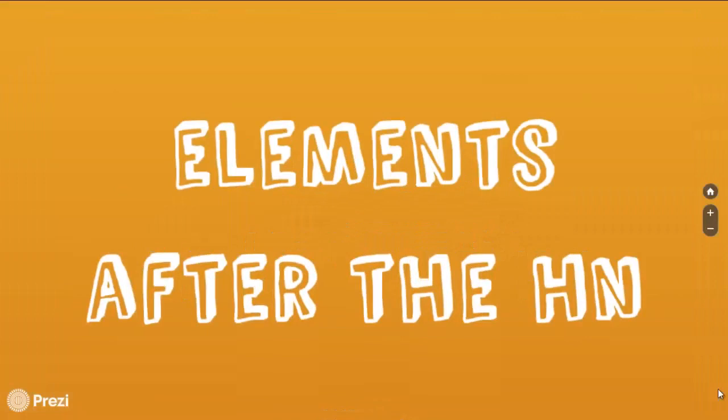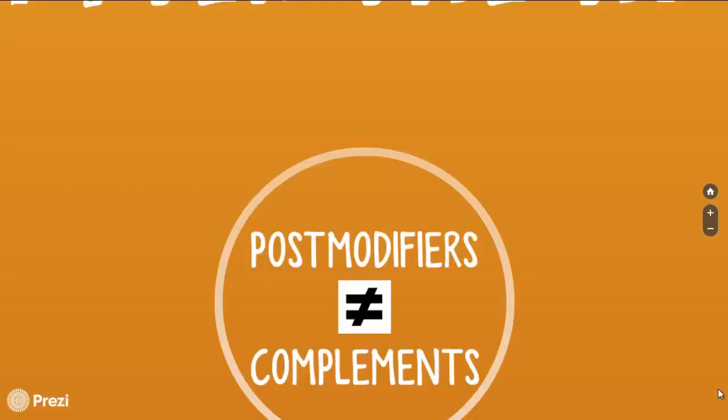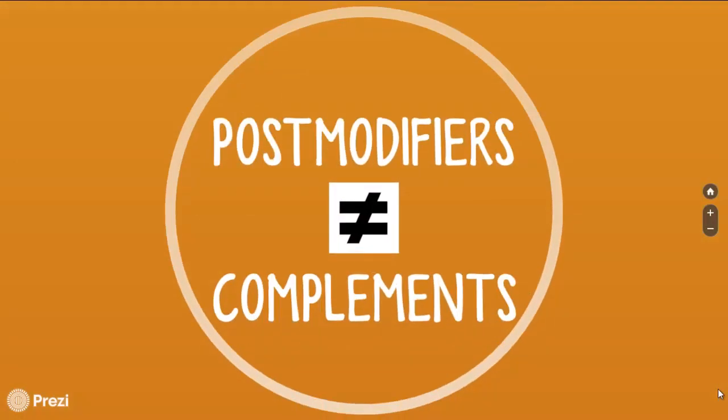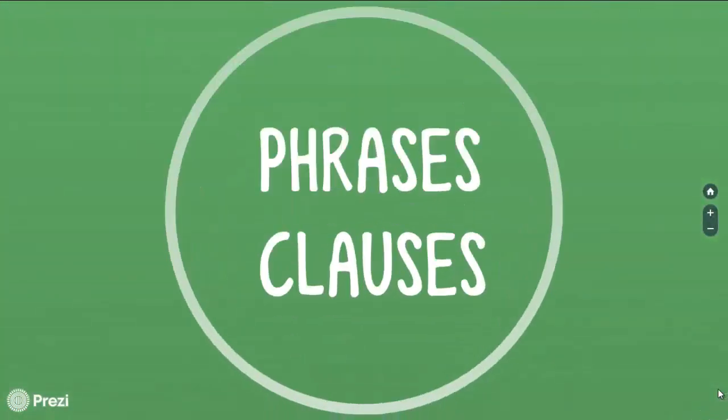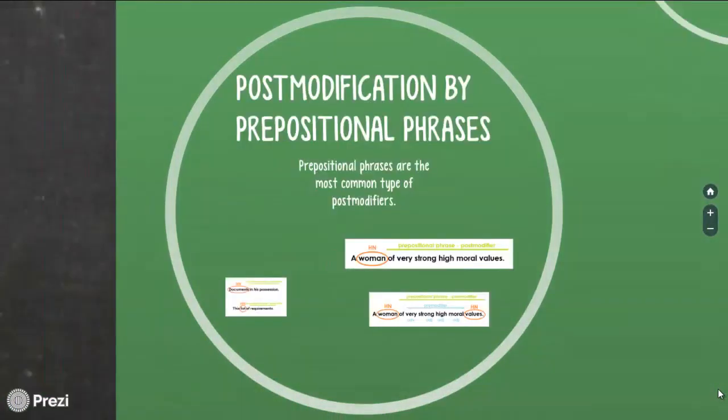When we refer to the elements placed after the head noun, we refer to post modifiers and complements. And it's important to note that although sometimes they may seem similar, these two structures are really different. Let's exemplify post modifiers first. Within the post modification, we can find phrases and clauses. By far, the most common type of post modifier is the prepositional phrase. Here we have some examples.